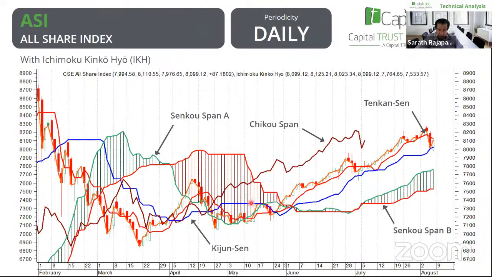Somewhere here, you can see the candlesticks are inside the red cloud. When it's inside the red cloud itself, the shading is red. Senkou Span B is on top, Senkou Span A is at the bottom, and the cloud is red, which says sell. That's when the sell-off came.